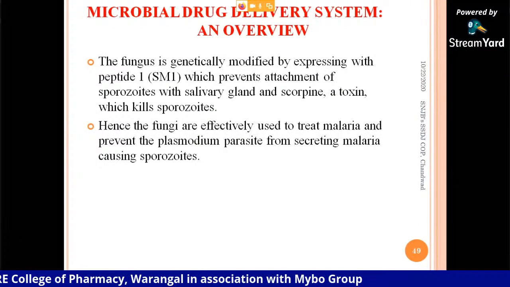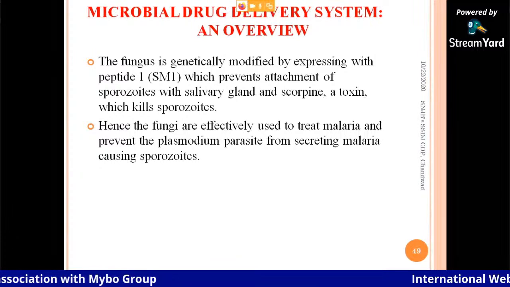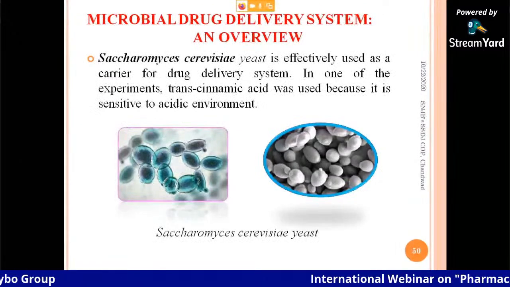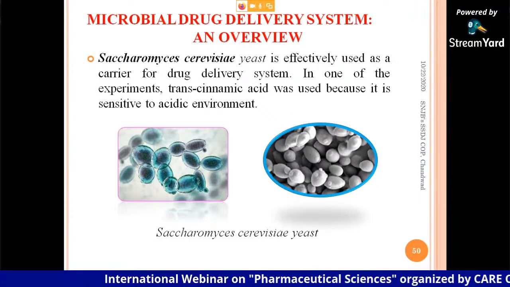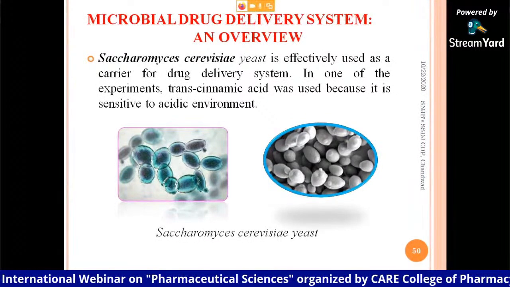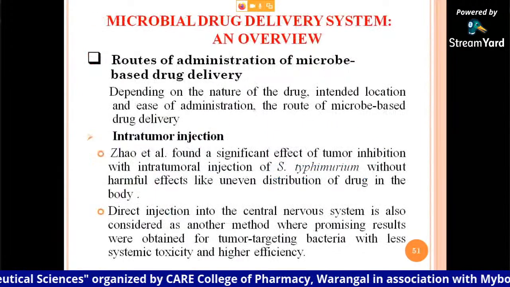The fungus is genetically modified by expressing the peptide, which prevents the attachment of the sporocyte. Nevertheless, Saccharomyces cerevisiae yeast, which is very popular, is also effectively used as a carrier for drug delivery systems. Trans-cinnamic acid is used for the acidic environment.